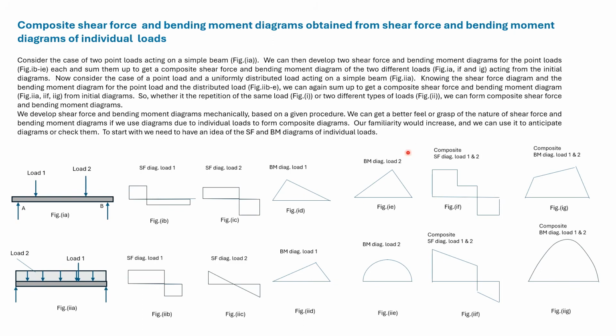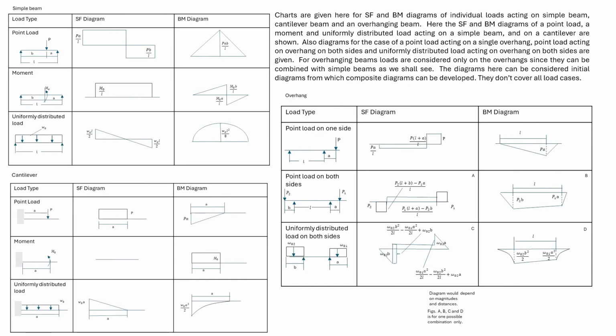In order to form composite diagrams, we need to know the shear force and bending moment diagrams for individual loads. Here we have given a chart of shear force and bending moment diagrams for individual loads. We have differentiated into types of beams. So we have considered simple beam, cantilever, and overhang. We have then considered types of loads for each.